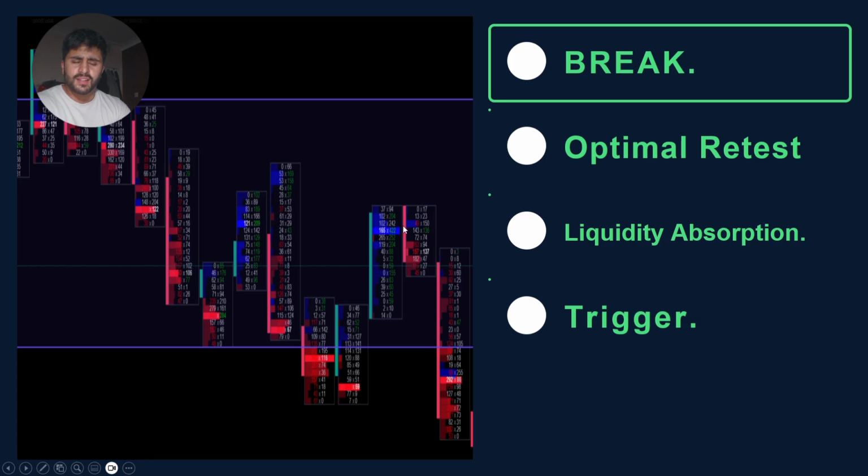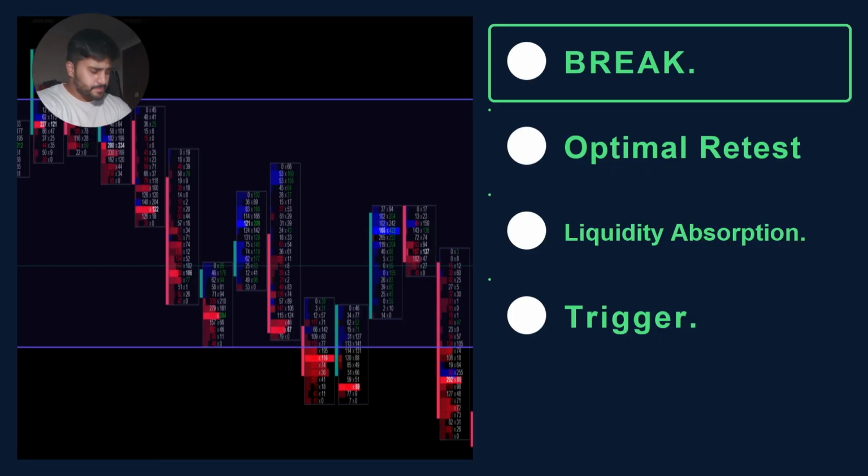This is the optimal retest. We see lots of buy orders, aggressive buy orders being absorbed. This break over here is confirmed. This is where I entered because I saw the buyers failing. That's what made me pull the trigger after I had a break, retest, and liquidity absorption. That's when I pulled the trigger.